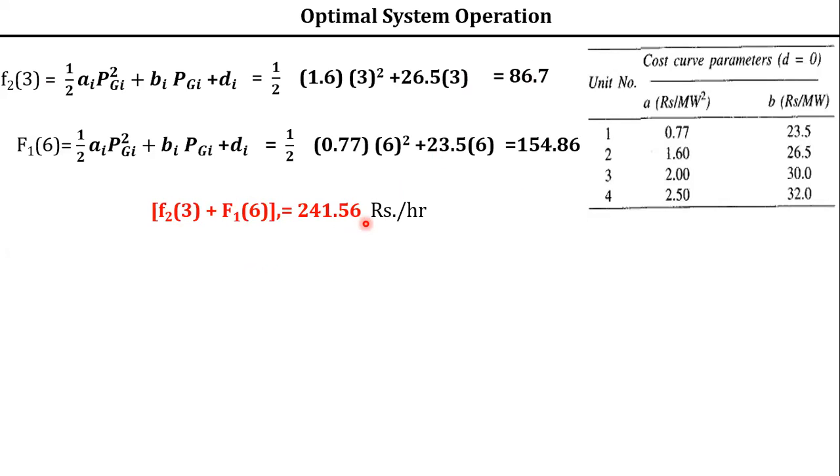Now what is the fifth combination? The fifth combination becomes F2 of 4 plus F1 of 5. That is your fifth combination. So what is the result for the fifth combination? Small f2 of 4 plus capital F1 of 5. Here it will be incrementing, here it will be decrementing, capital Y. So what is the value for this combination?